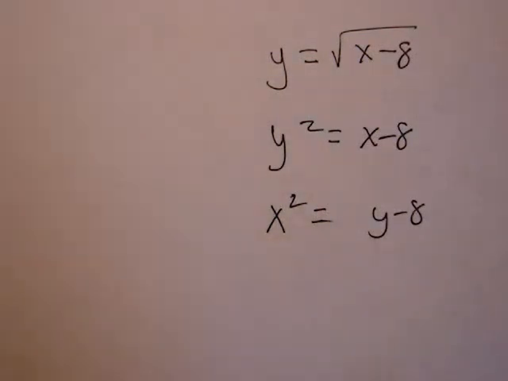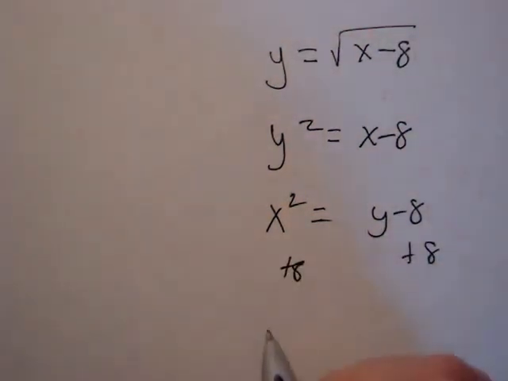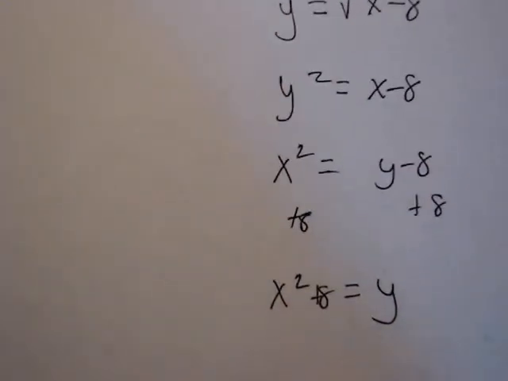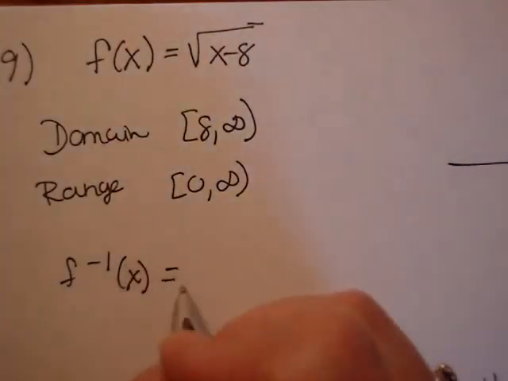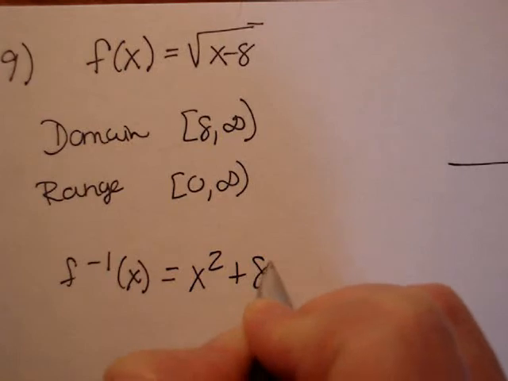Alright, now, remember the goal is to solve for y. So let's add 8 to both sides. And I get x squared plus 8 is equal to y. Or, let's write that in f inverse notation back up here. f inverse of x is equal to x squared plus 8.